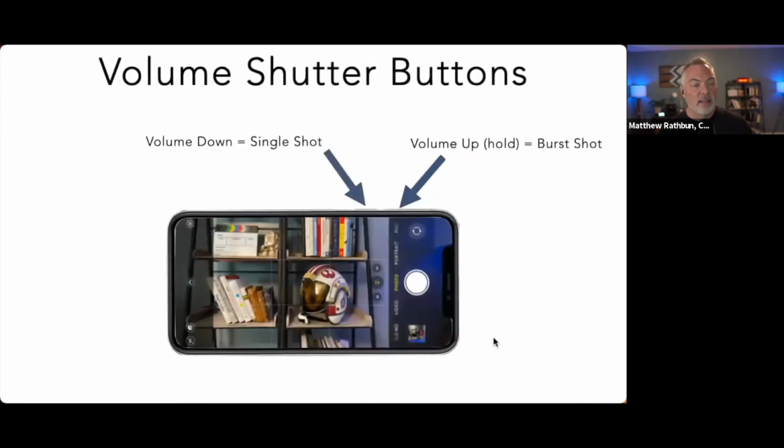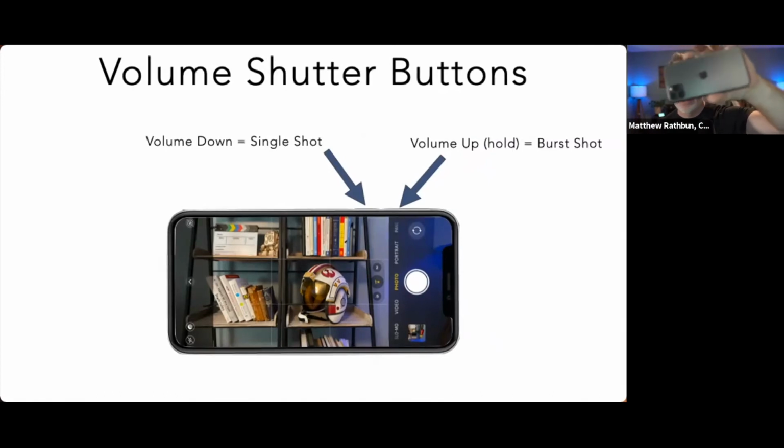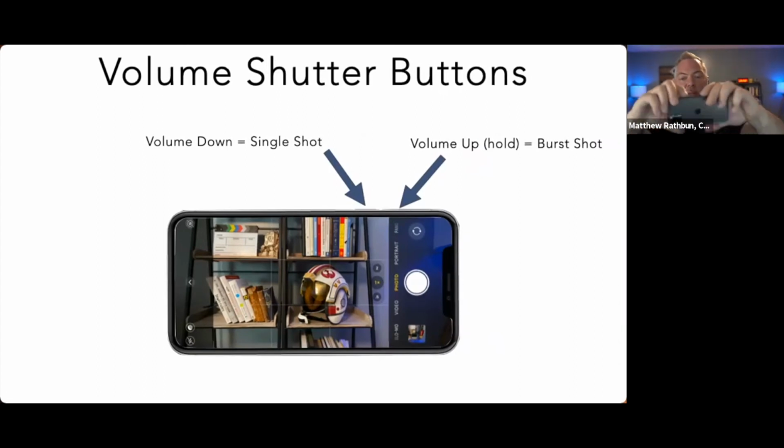Otherwise, the volume down button is your single shot button. So I can push down once on the volume down button and it acts like a camera. If I'm holding up the phone laterally, I can push down on the button and it takes a picture instead of using the button here. One thing to remember when you're doing that is to be very careful. You don't need to push hard. And what happens is people will push down on their phone.